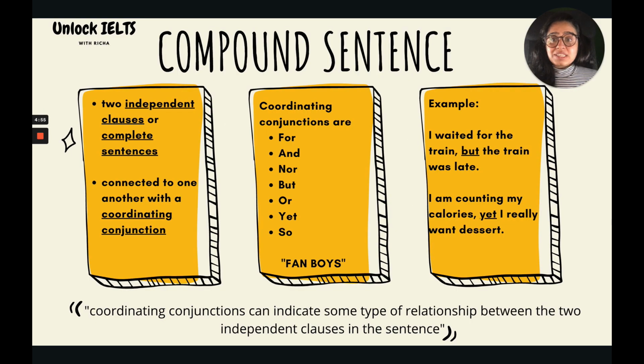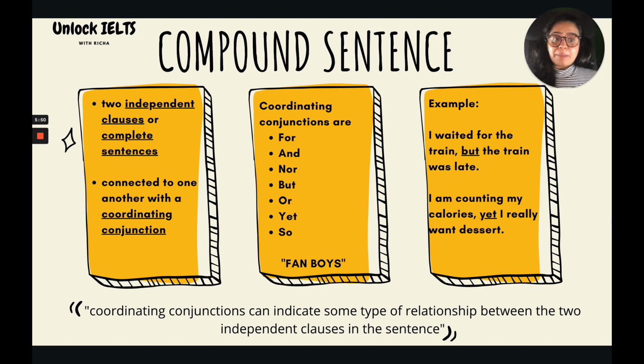Now, what is a compound sentence? A compound sentence is one which has got two independent clauses or two complete sentences. Basically, these two independent clauses or complete sentences are connected to one another with a coordinating conjunction. Now, the question here comes, what are coordinating conjunctions? Coordinating conjunctions are for, and, nor, but, or, yet, so. Or you can remember all those coordinating conjunctions by the word FANBOYS.